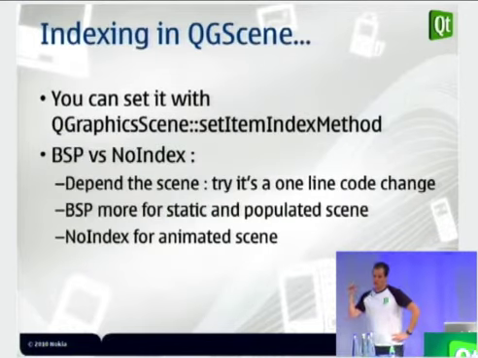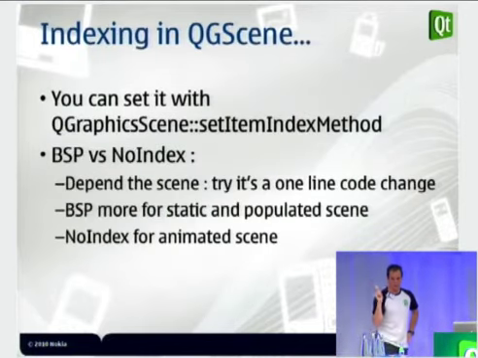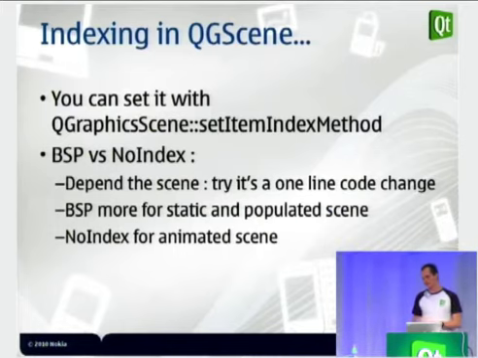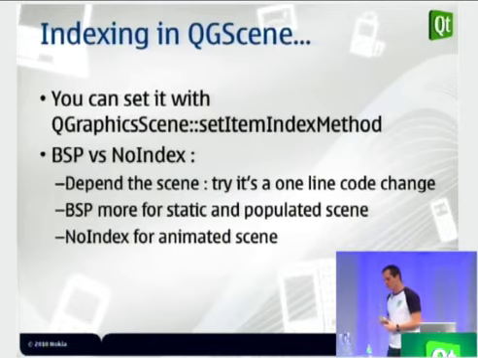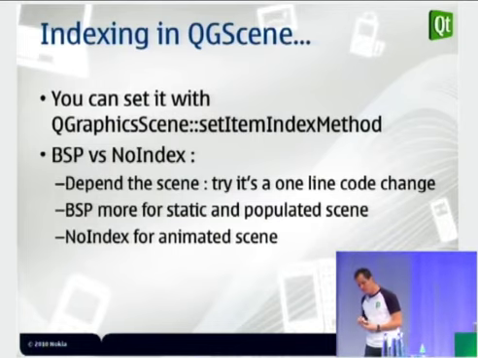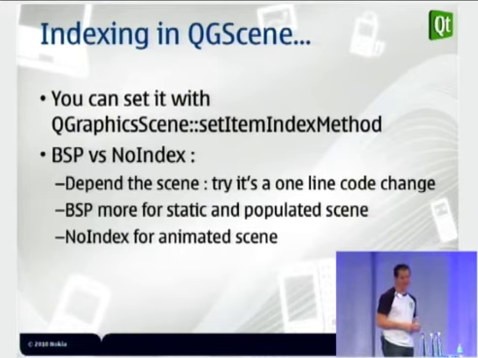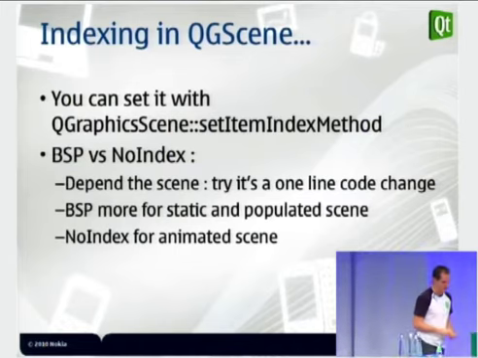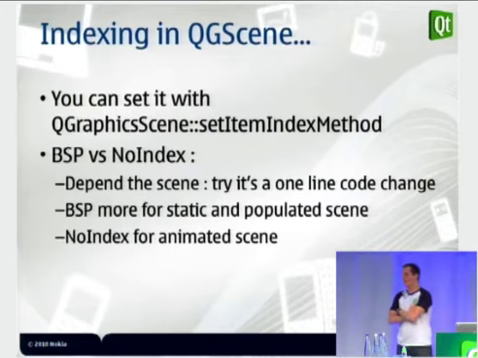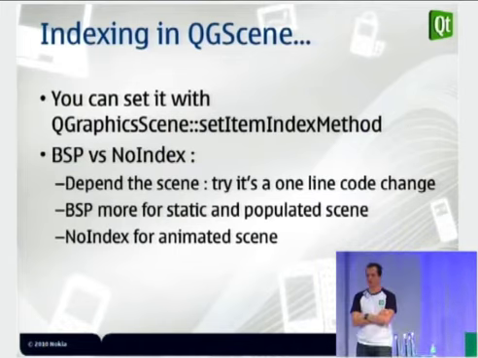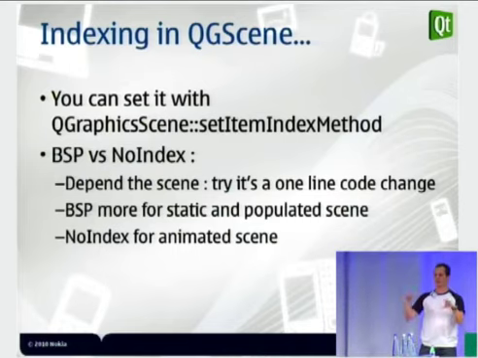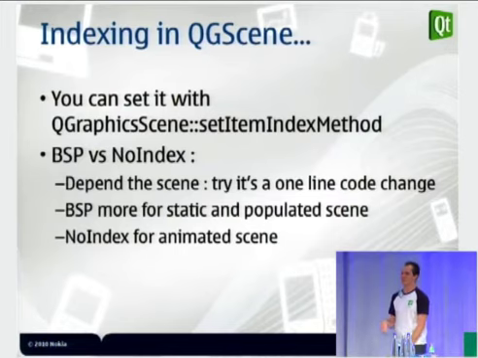The index, you can change it with the set item index method. And then, of course, you might ask which one I should use. BSP, it depends on the scene, but you can try it as well. It's a one-line code change. But BSP is usually more for static content, right? The one that you don't move. Typically, the demo we have, the ship demo, with 4 views and thousands of items that don't move. This is the best use case.